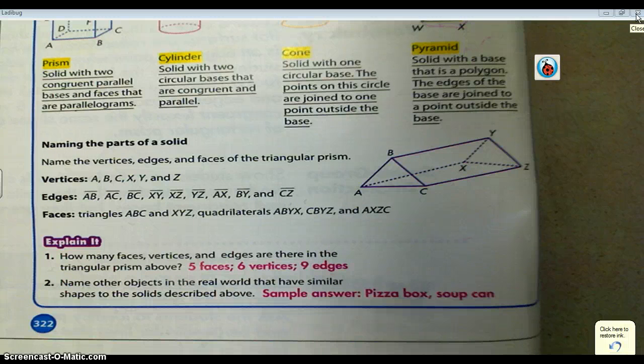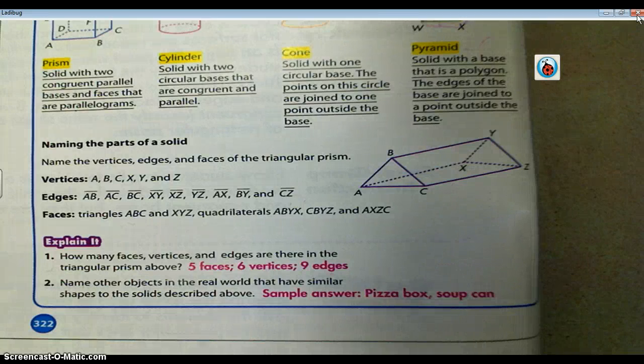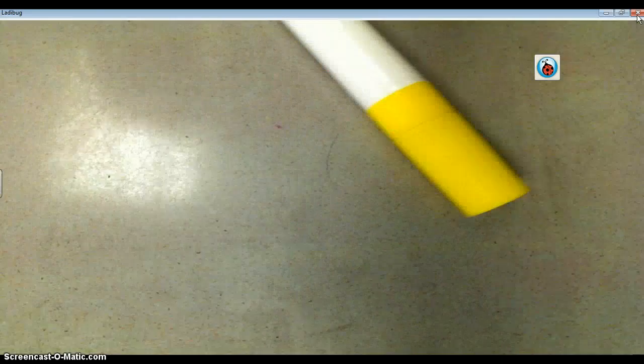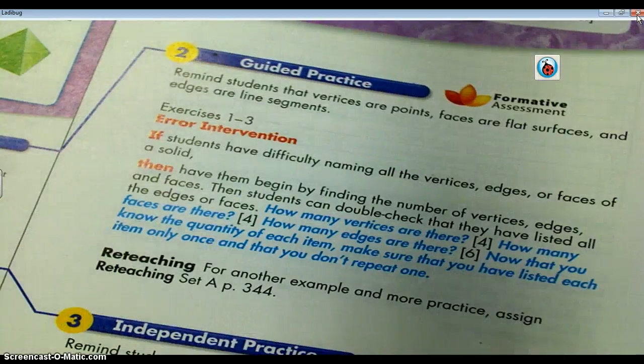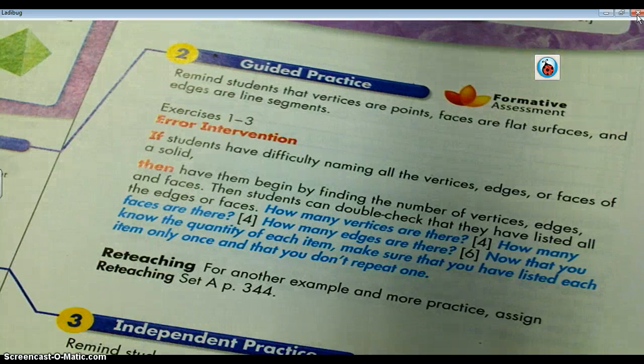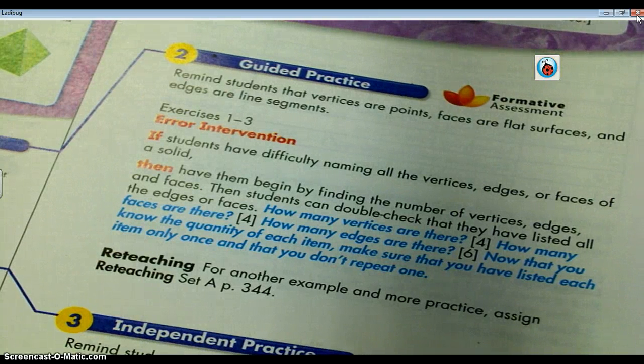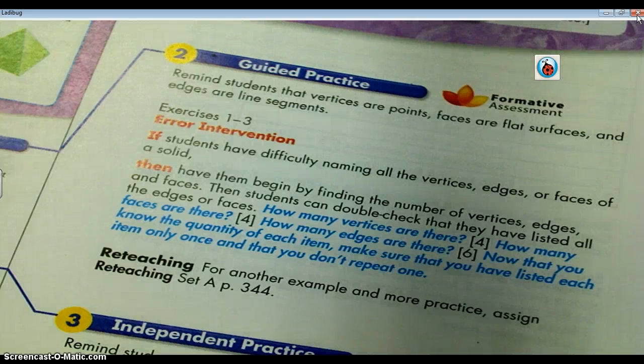All right, your homework: answer numbers 1, 2, and 3 on page 323. 1, 2, and 3. When you show me the answers to 1, 2, and 3, I will give you your homework.